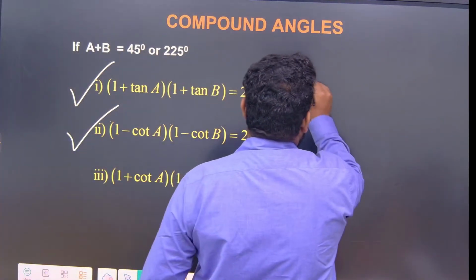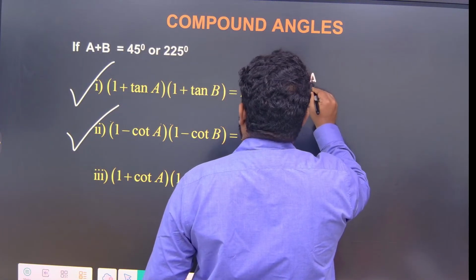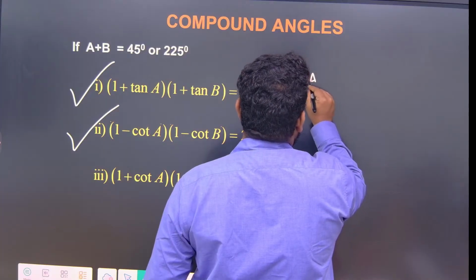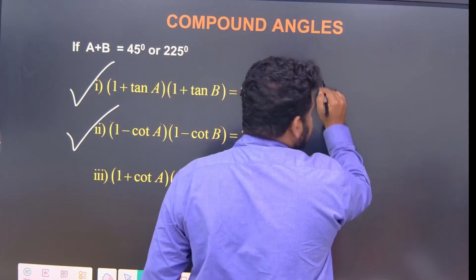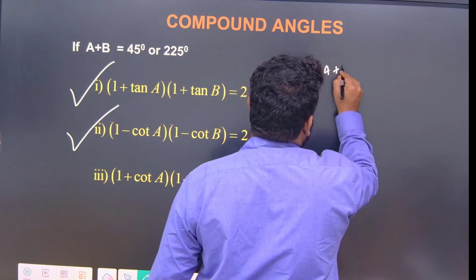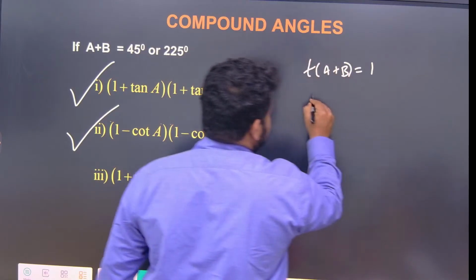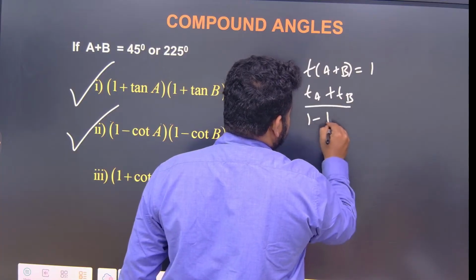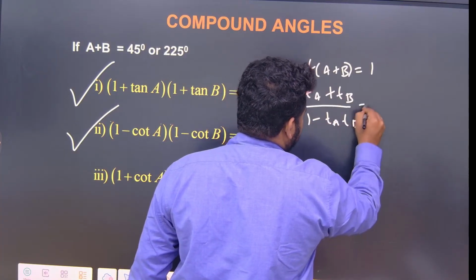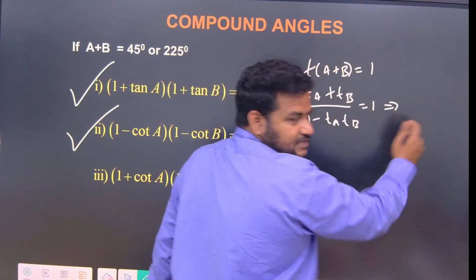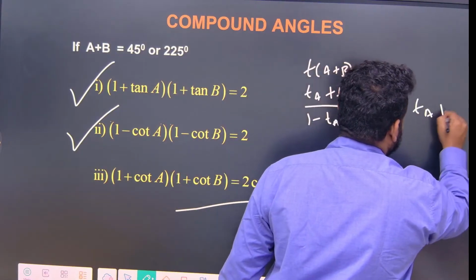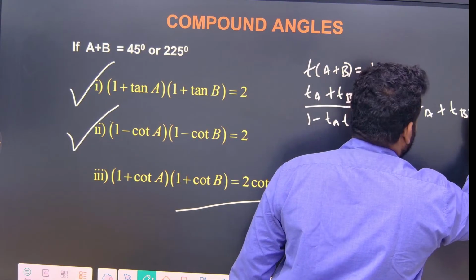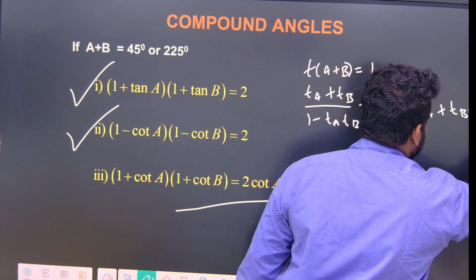See here, A plus B is equal to what? 45 degrees. So if I apply tan on both sides, what will I have? Tan of A plus B is equal to 1. So that is equal to what, friends? Tan A plus tan B by 1 minus tan A tan B is equal to 1. So this implies, if I send it this side, tan A plus tan B is equal to 1 minus tan A tan B.